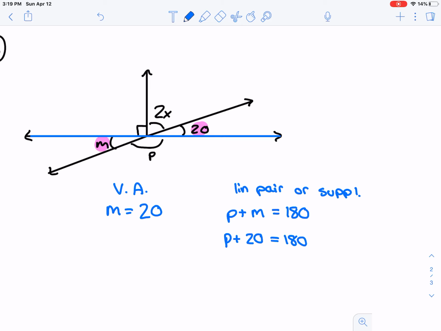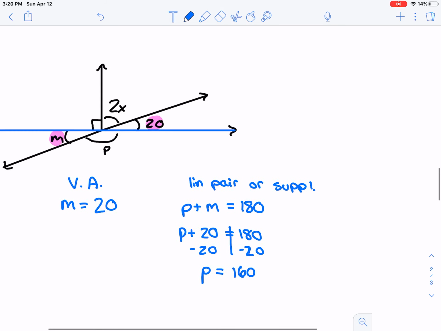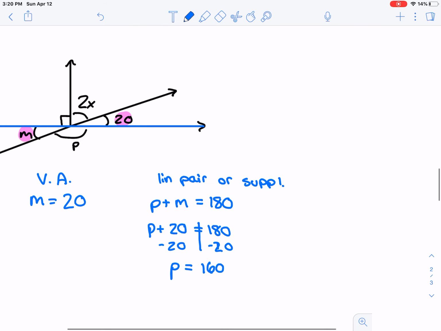And what plus 20 is equal to 180? If you can't do that in your head, again, make sure you subtract on both sides. And we should get P is equal to 160. Okay? And our last part of this problem. Notice right here on the left, we have a little square. So we know that this angle right here is 90 degrees.